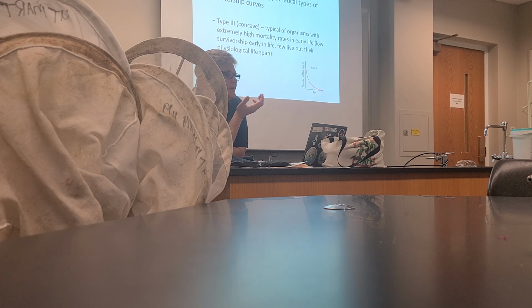All right, so that's our 3 types of survivorship. And like I said, type 3 is pretty common. And so without graphing the data, which we will in just a second, what do you think the squirrels are going to follow? They're going to be type 3. Yeah. Fairly high mortality the first couple of years, and then those that make it live out their physiological lifespan.